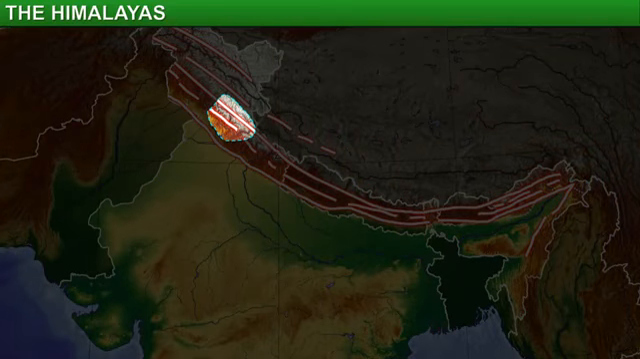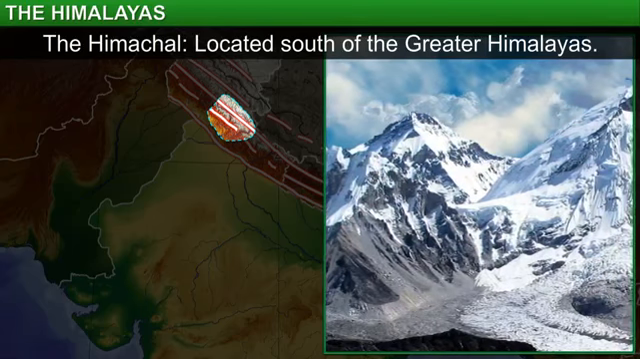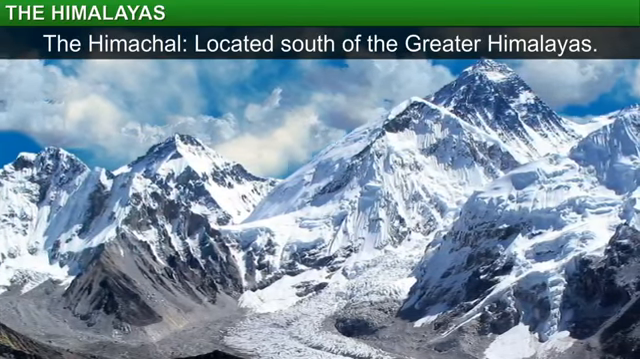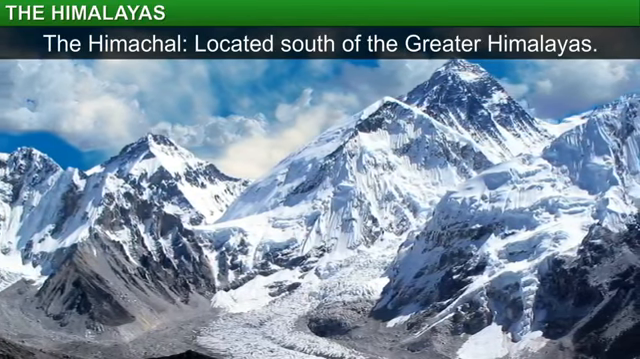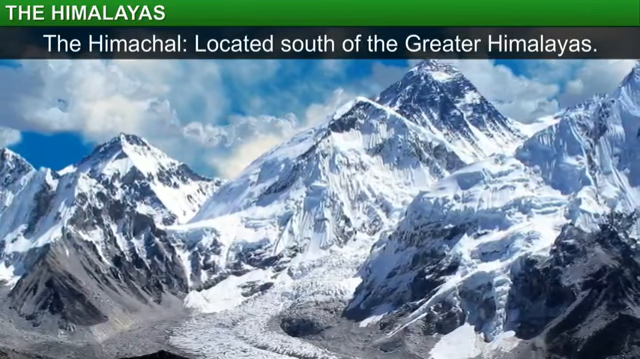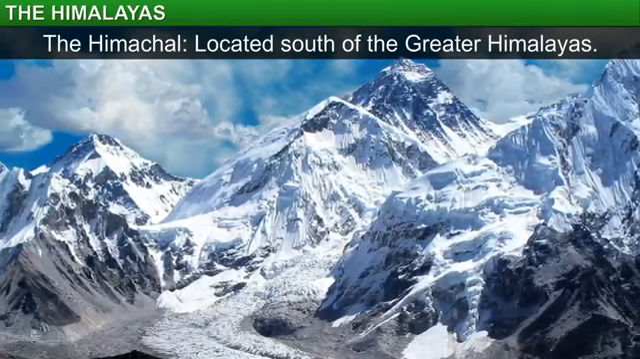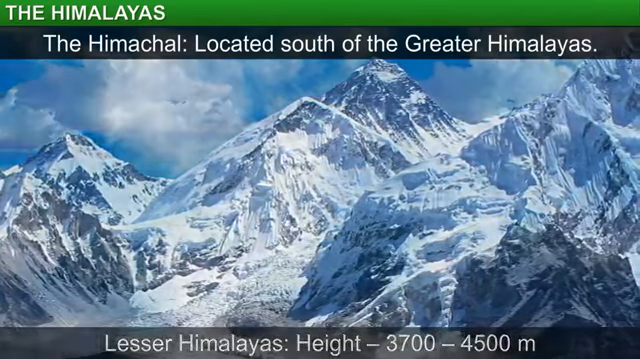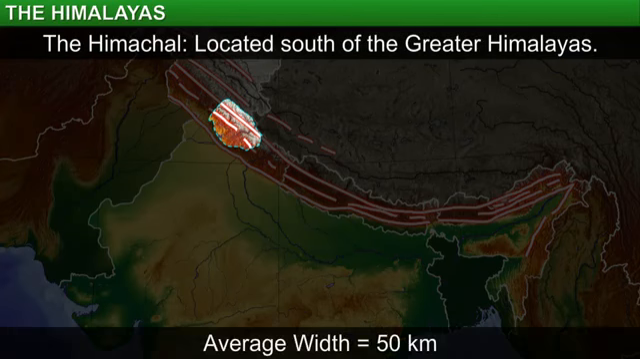The next range, which is known as the Himachal, is located south of the Greater Himalayas. The height of mountains in this range is between 3,700 and 4,500 meters, as against the average height of 6,000 meters in the Great Himalayas. Hence, this range is also referred to as the Lesser Himalayas. The average width of the Himachal range is 50 kilometers.